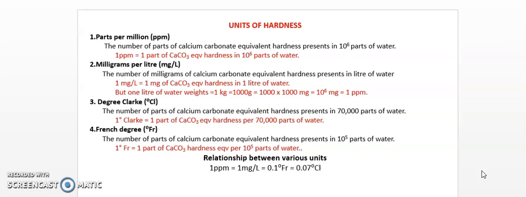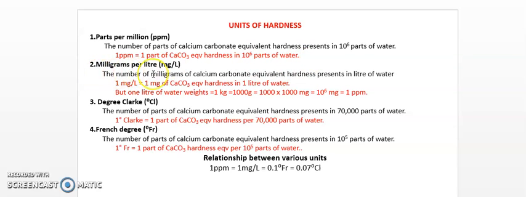Now the units of hardness. Parts per million: it is the number of parts of calcium carbonate equivalent present in 10 to the power 6 parts of water. Means 1 ppm equals 1 part of calcium carbonate equivalent hardness in 10 to the power 6 parts of water.